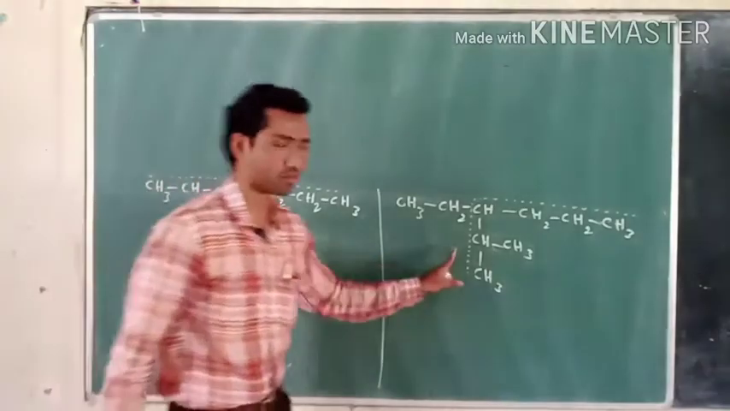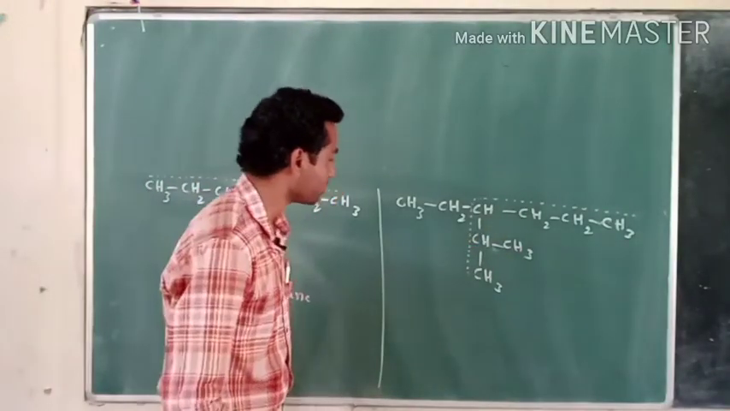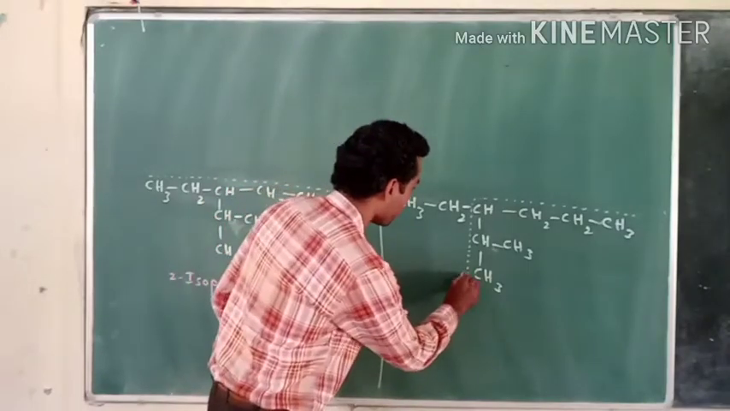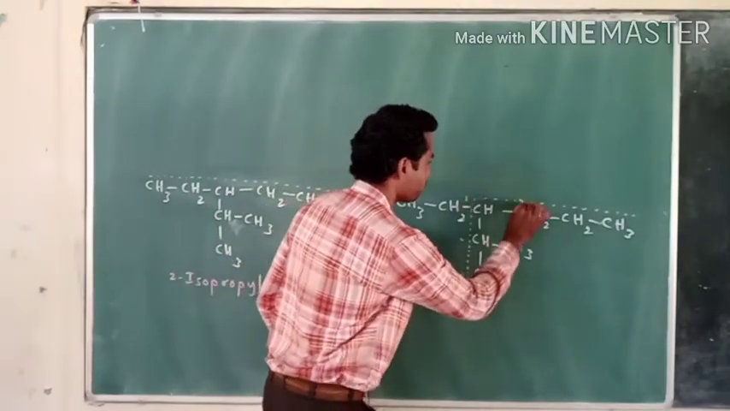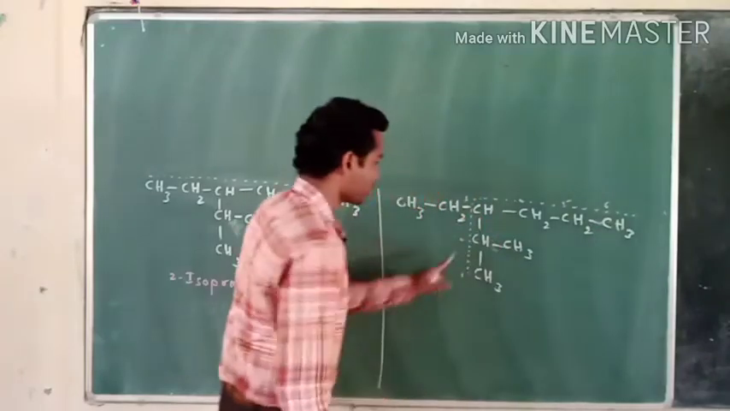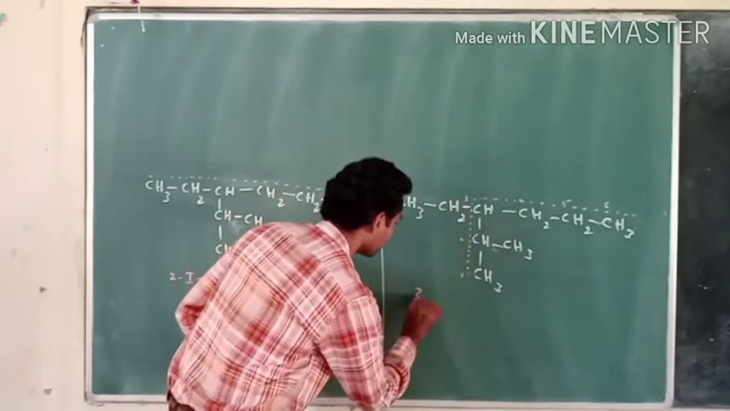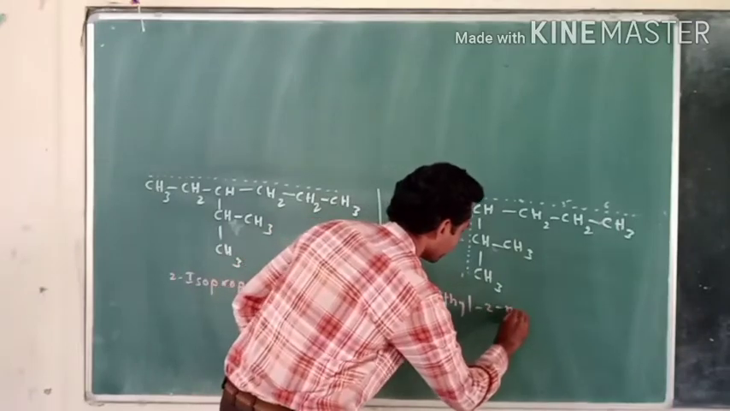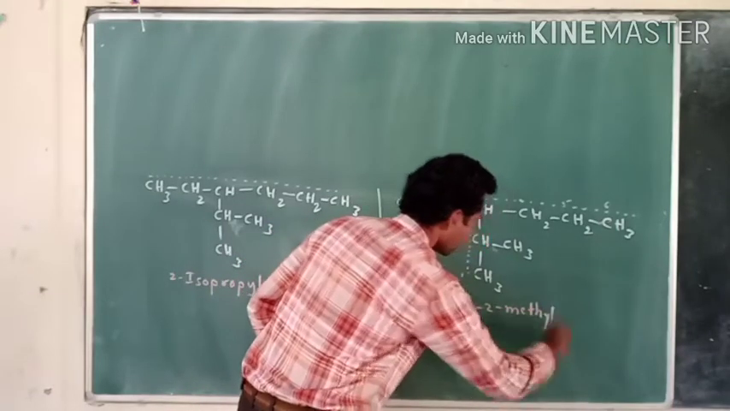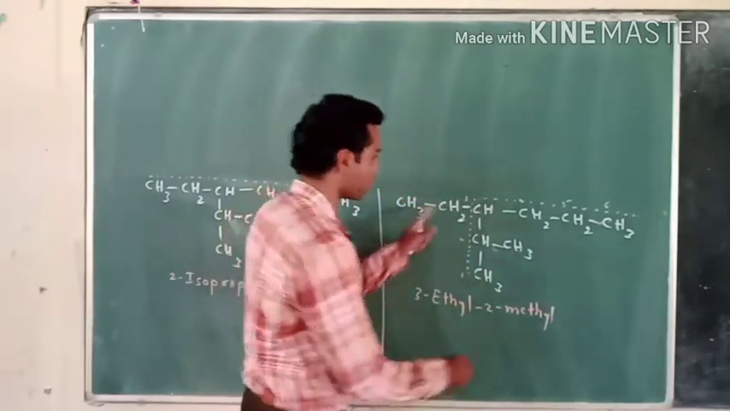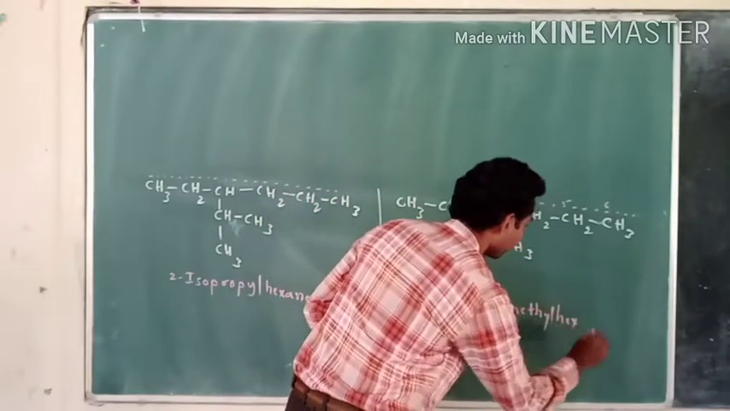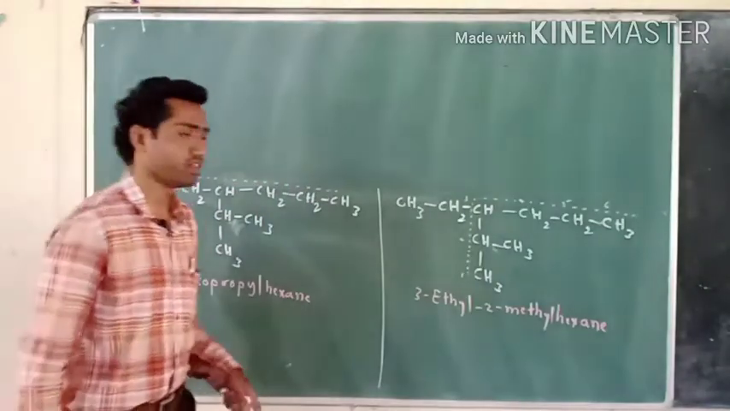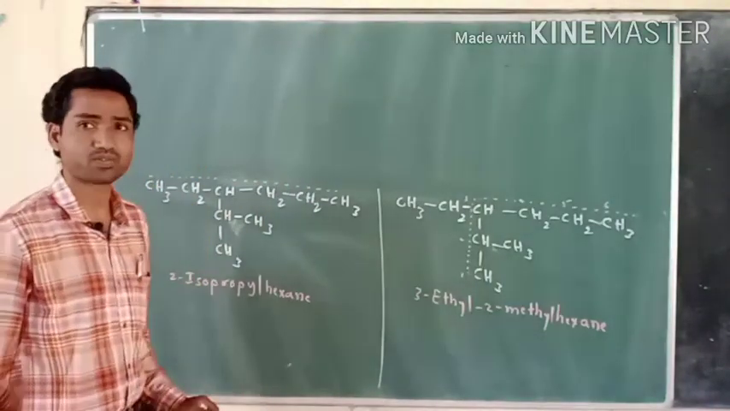If I select this other longest carbon chain, what will be the name? Let us number the molecule 1, 2, 3, 4, 5, 6. So 3-ethyl, 2-methyl is the prefix, the root word is hex, and ane is the primary suffix. So this will be the name. Which name is correct now? This is the problem.